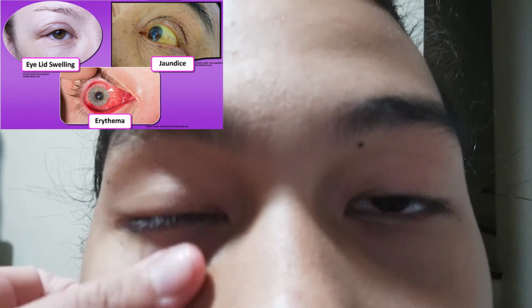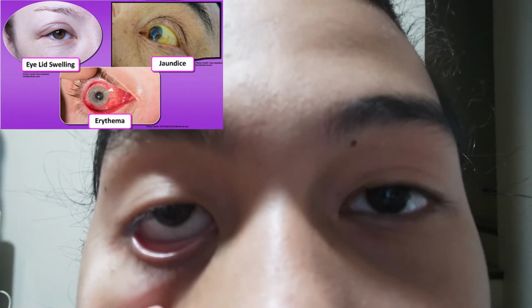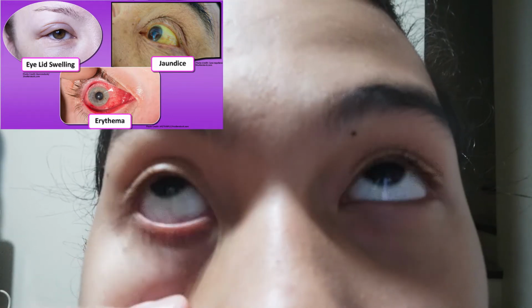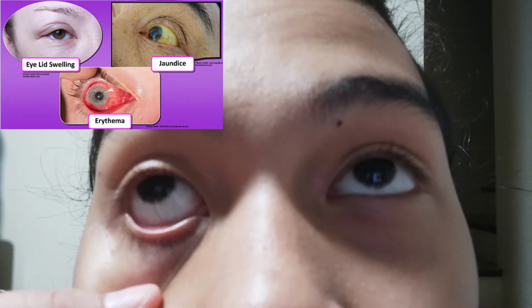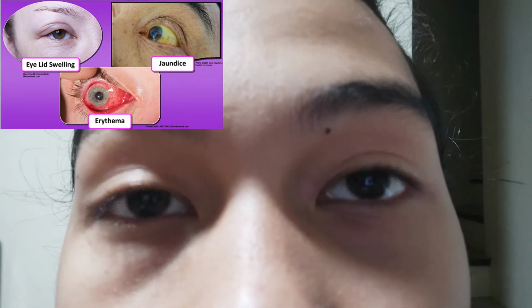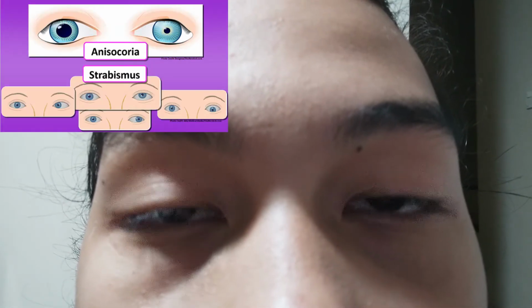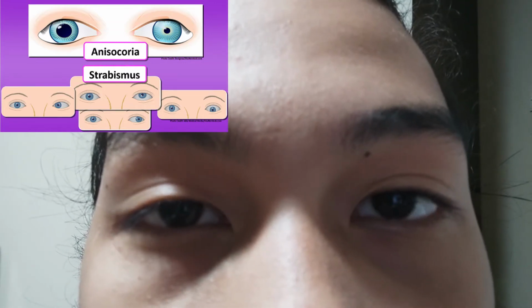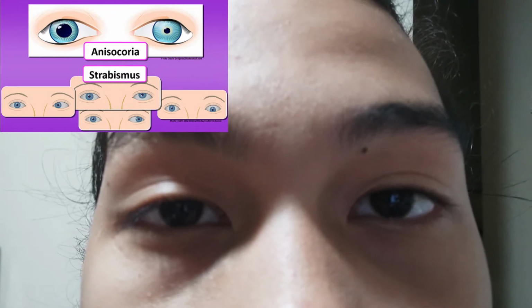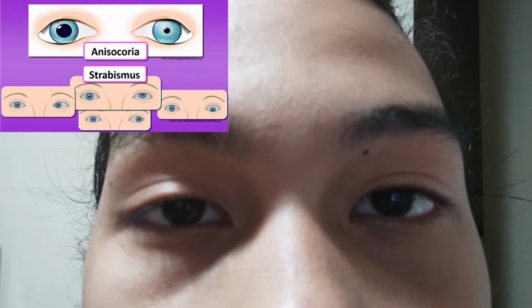And the conjunctiva, when you pull down the lower lid and have the patient look up, it should be pink, not red, and it should have no drainage. And look at the eye, how they sit in the eye socket, and are they equal? Is there any strabismus, a cross eye where one eye turns in, out, or up and down? So okay, these eyes are normal, there's no strabismus.